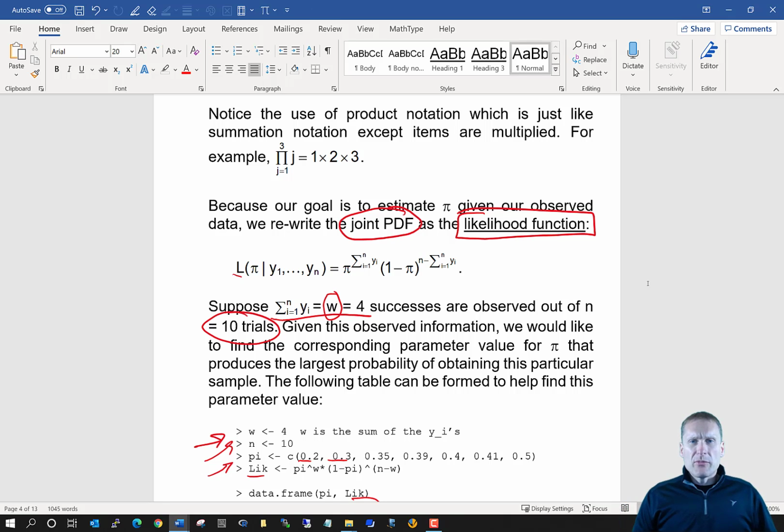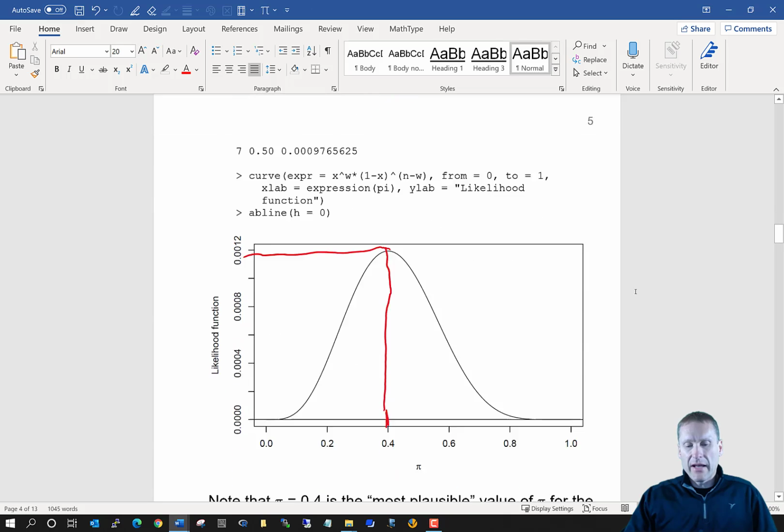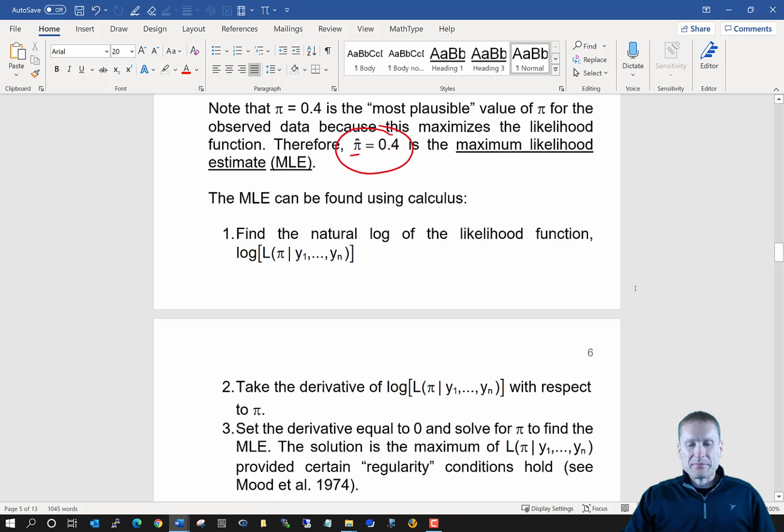And what have we used before for a proportion to estimate pi? Well, we used the sample proportion. We used 4 divided by 10, or 0.4. And this maximum likelihood estimation ends up giving us the same result. So it's quite intuitive there. It makes sense to use the number of successes out of the number of trials as a way to estimate pi. Okay, sorry for having to go back.